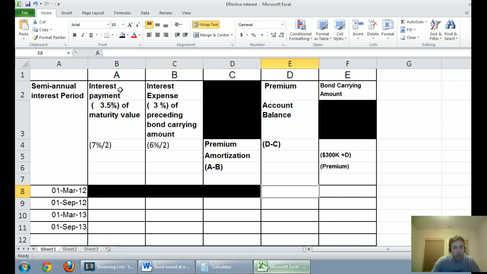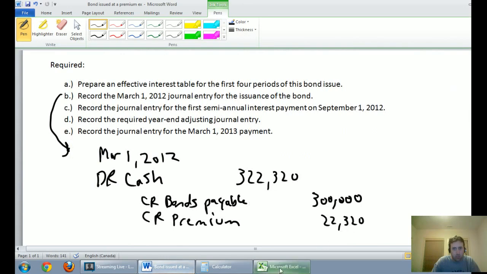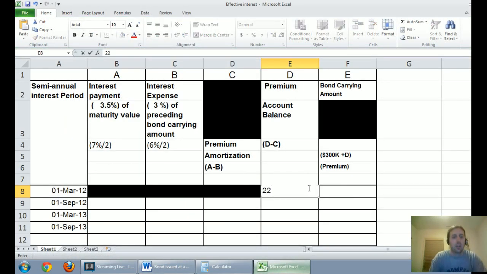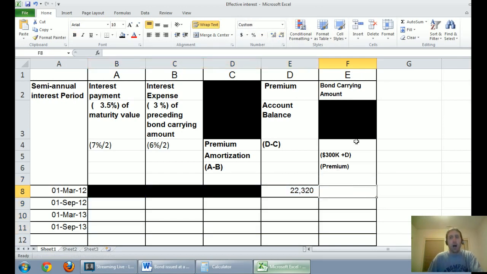However, there is a premium account balance, and we calculated it already. We said that the premium was $22,320. So let's fill that in. And I'm just going to grab some formatting here. And our bond carrying amount, $300,000 plus D. This represents the amount of money we got for our bond in the first cell. $300,000 plus $22,320 is $322,320.